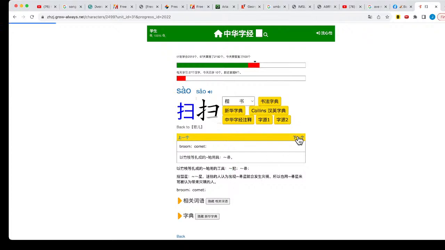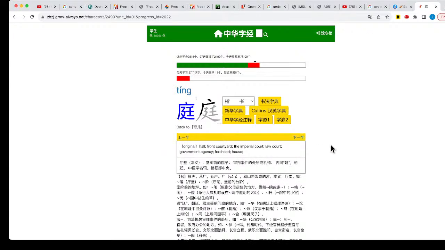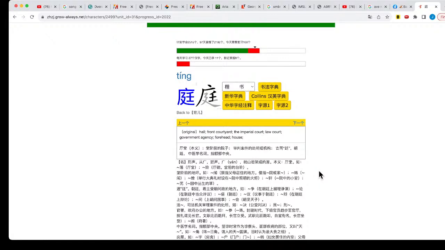Next one, 庭. 庭 originally means hall, means front courtyard. It also means the imperial court or the law court, and it also means a government agency, a house. Basically, when you say 庭, it's pretty much a fancy house.